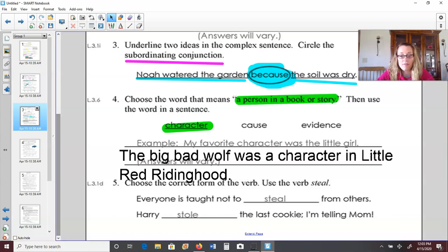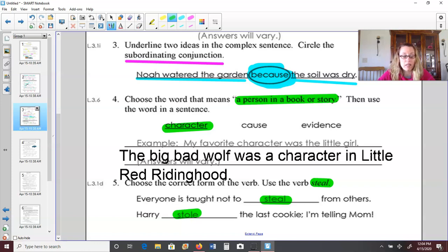All right. Number 5, choosing the correct form of the verb using steal. Everyone is taught not to blank from others. Everyone is taught not to steal from others. Harry blank the last cookie. I'm telling Mom. Well, now we need to change the verb to its past tense form and change it to stole. We wouldn't say Harry steal the last cookie or even Harry stealed the last cookie. This is an irregular verb, so it changes its form from steal to stole, S-T-O-L-E.